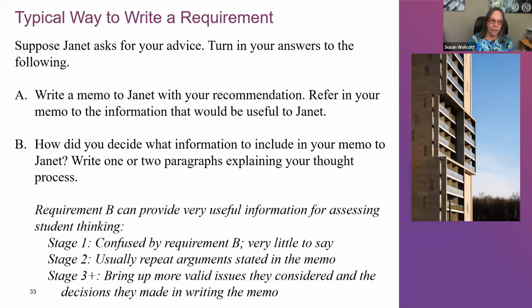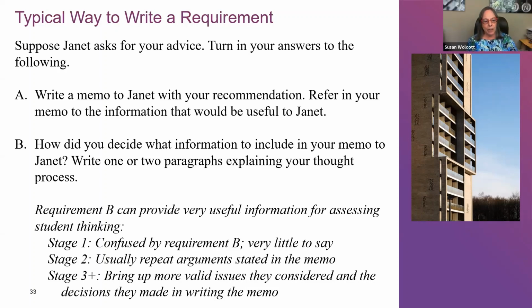I personally like to add a part B to this requirement. And this is something I've been doing in recent years that I find really helpful for me in understanding more about the thinking that's actually going on inside my students' heads. So I have them write the memo. That's the first part. And then part B is, how did you decide what information? Write 1 or 2 paragraphs explaining your thought process. In other words, I want them to explain to me how they decided what was important to include in their memo. And I worded it that way because it turns out that asking students how they decided what to include will give you clues about what their thinking was.